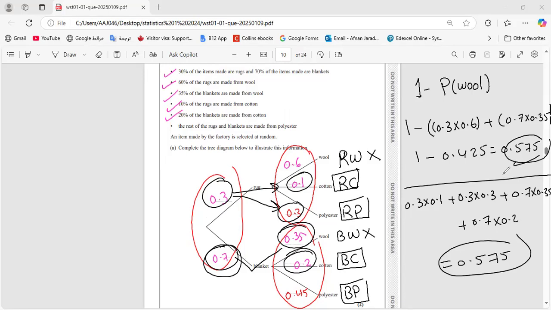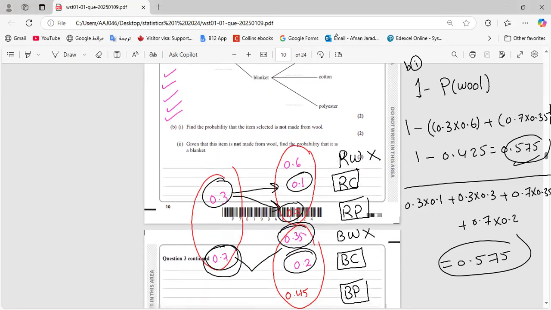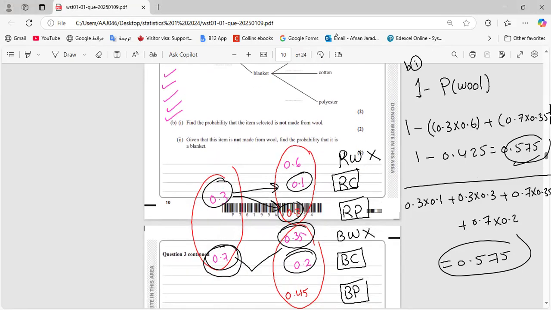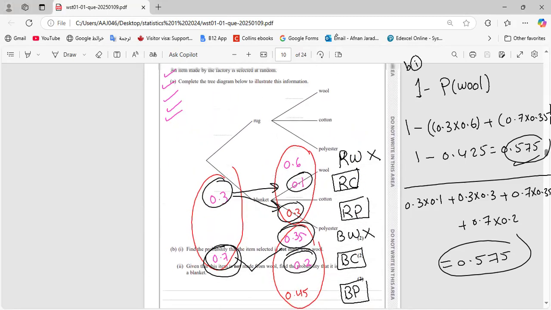The last question, B double I. Look at B double I. Given that this item is not made from wool, so it's conditional, find the probability that it is a blanket. Find the probability that it is a blanket given that it's not wool.